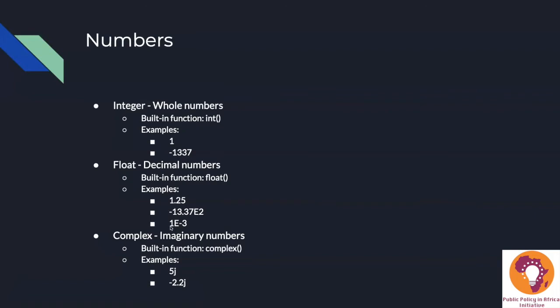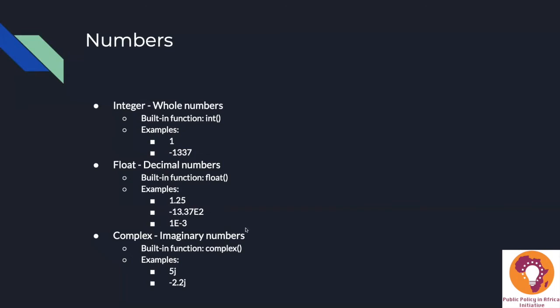And then same with 1 E negative 3. That's like 1 times 10 to the negative third power, so that evaluates out to 0.001 in that case. And then this one evaluates out to negative 1,337. So it's basically the same number up here, but we're representing it in a float format here. Anytime you use scientific notation, that's a float format.